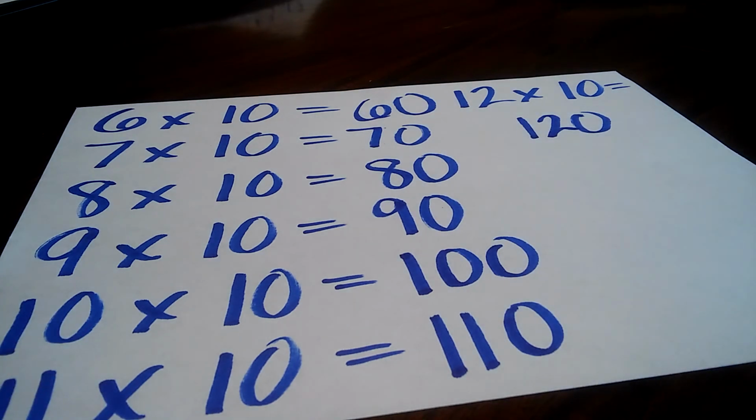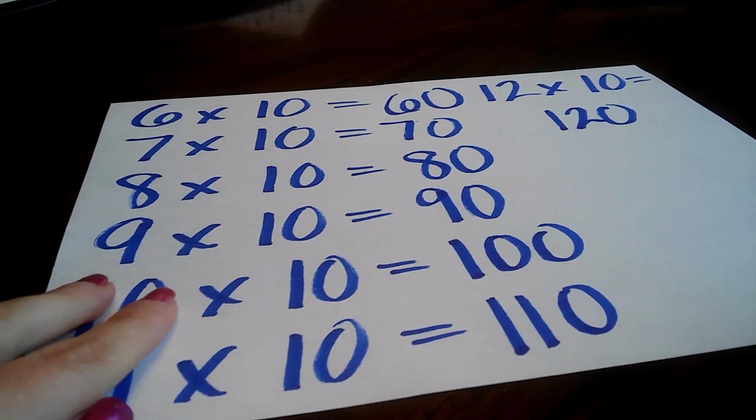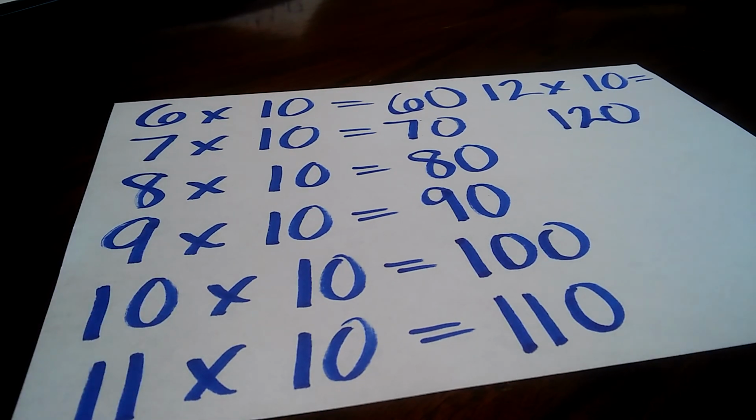So that's the trick to multiplying by 10. All you do is you add a 0 to the other number. So the number that's not 10. You're going to look at it, you're going to add a 0 to it, and that's going to give you your answer.